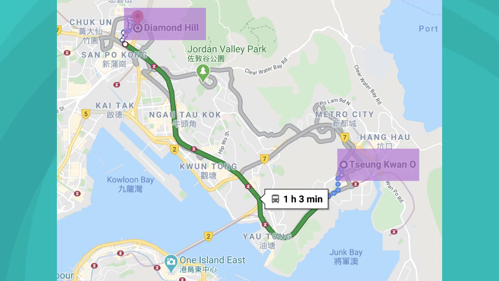Now read the map very carefully. Where is the starting point and where is the destination? How long does it take to get there? How would you ask the question?